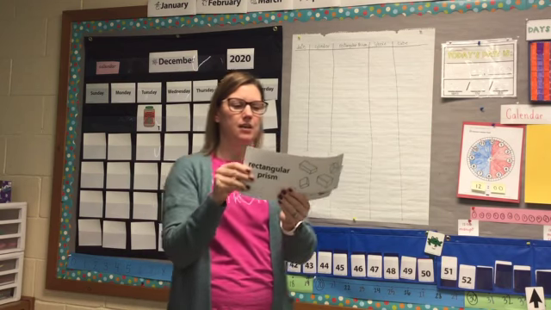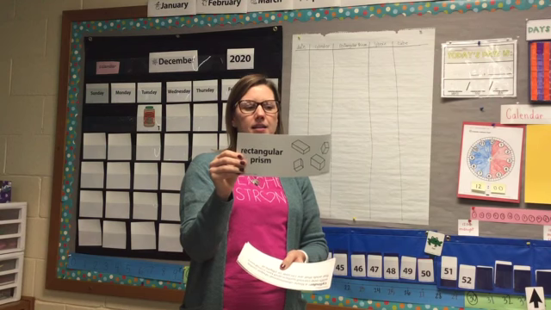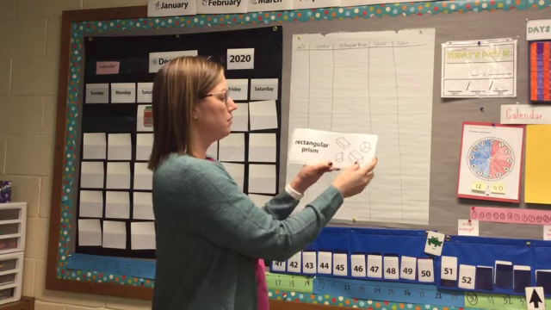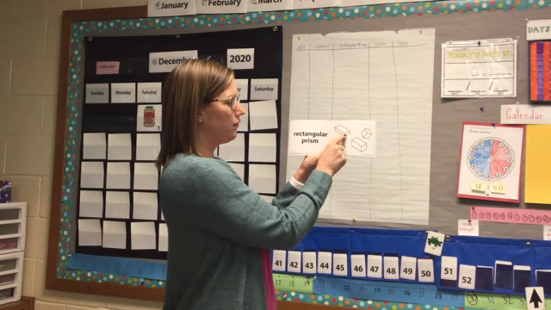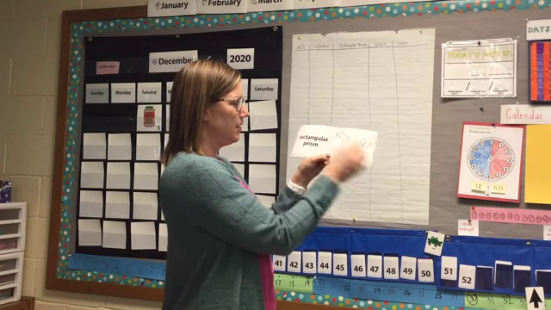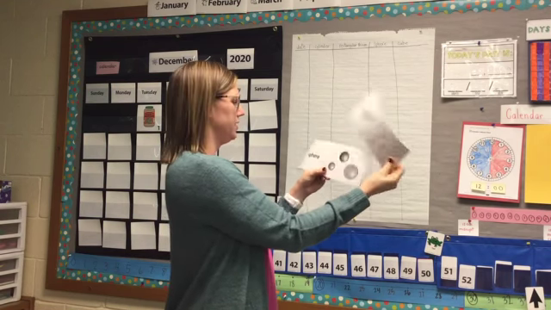A rectangular prism. Okay, here's a rectangular prism. It's also a 3D shape and it has 6 faces that are all rectangles. So you would be able to count these flat surfaces that we call faces. Okay? So that's a rectangular prism.